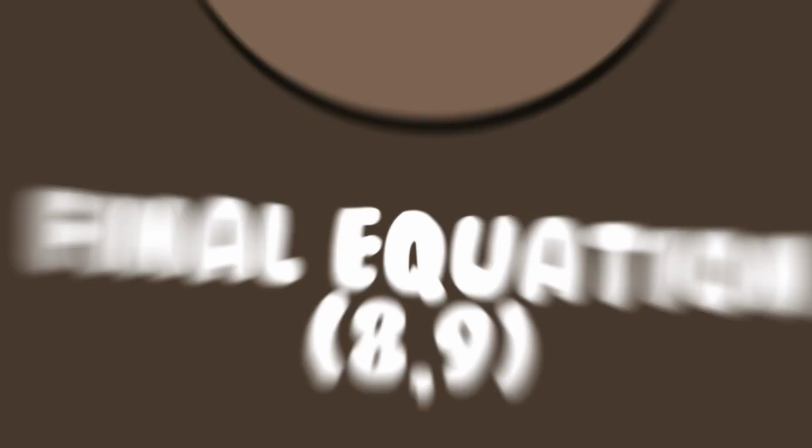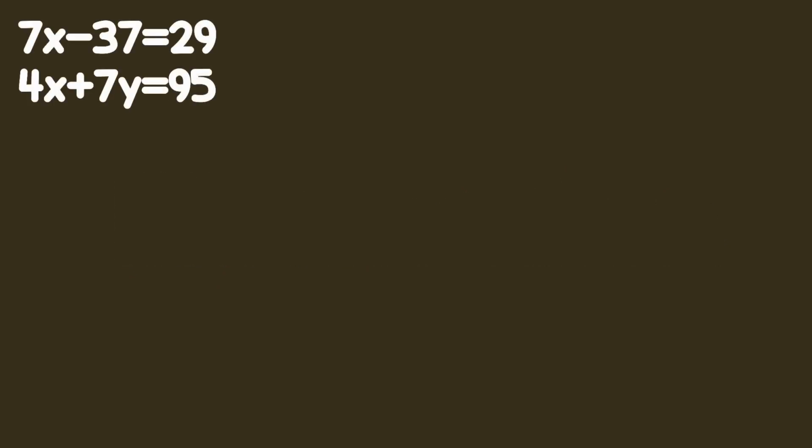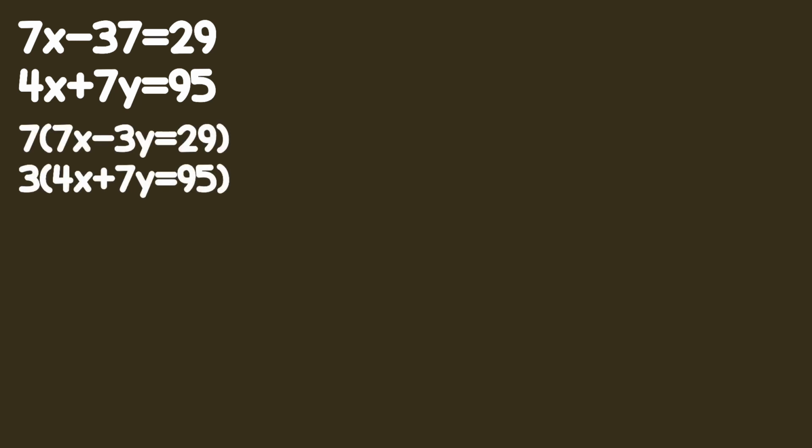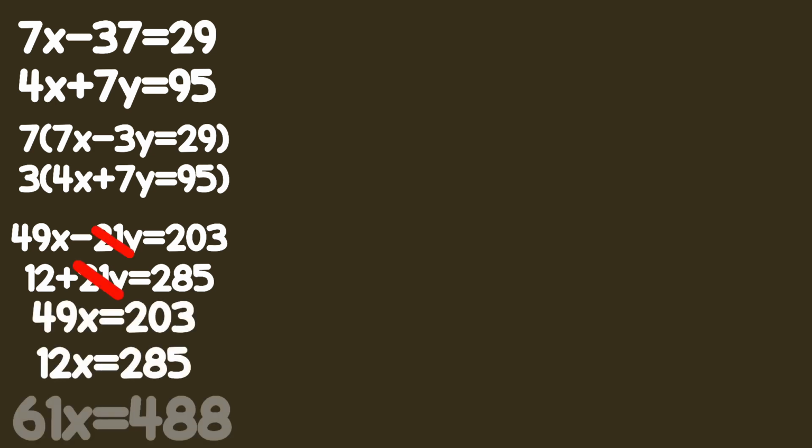y equals 9. The last one is elimination, and what I did, I wanted to see which one was better, x or y, so I chose y, and I found the common denominator, and I realized that it would be 21, so I multiplied the top one by 7, the whole thing, and I multiplied the bottom one by 3, and I got 49x minus 21y equals 203, and 12x plus 21y equals 285. I added them together to get 61x equals 488.